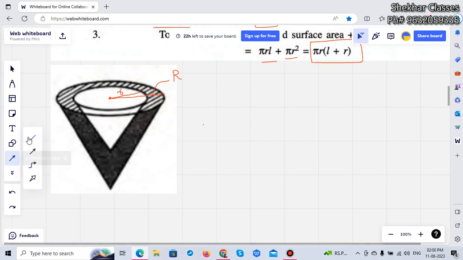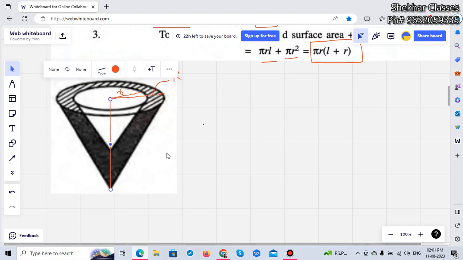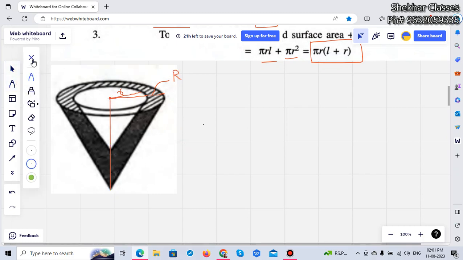I'll just draw it here. You can see this is the height of the entire cone here. Now it will have another height in it, and that height is until here. You can see that. Fine. Now how to find it?